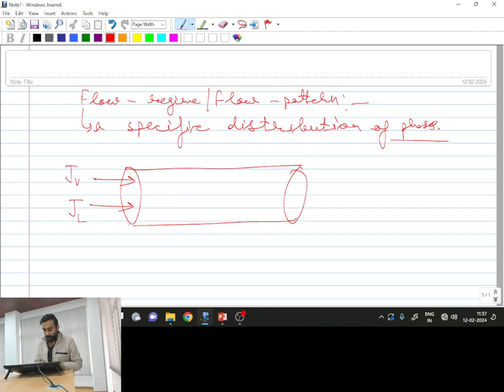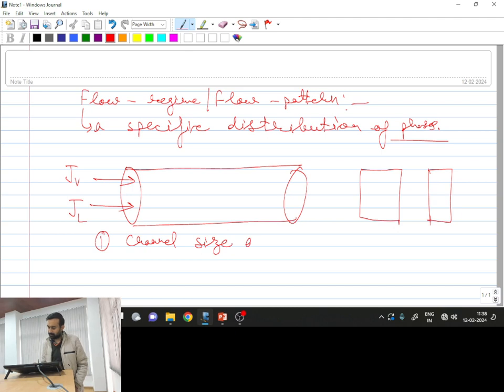Now, in this horizontal tube itself, if I change the cross-section of the tube from circular to a square or a rectangular cross-section, then also the phase distribution will change. So the first thing I can say is that channel size and cross-section is one of the important factors which can change the phase distribution.